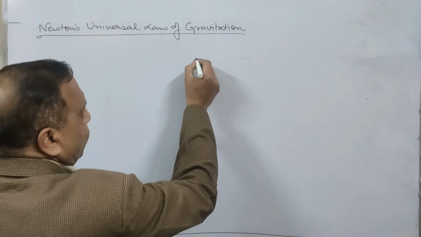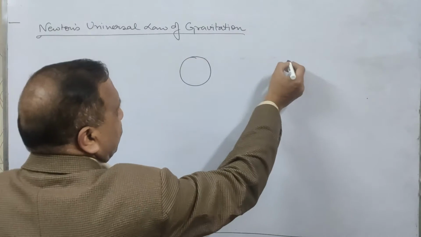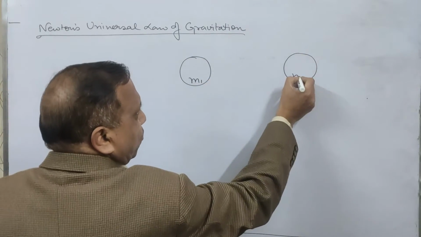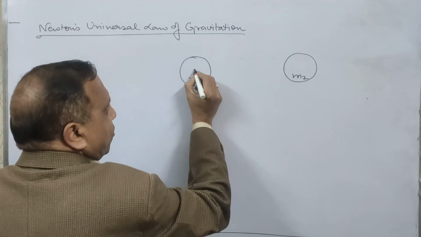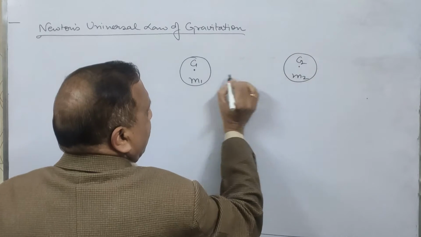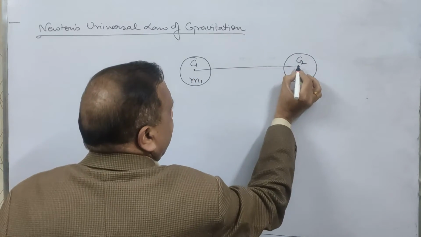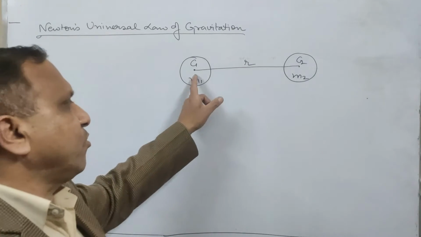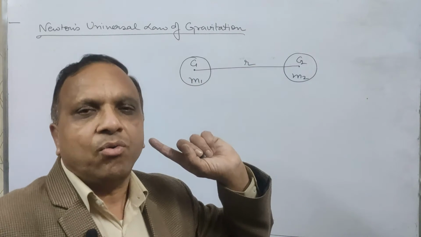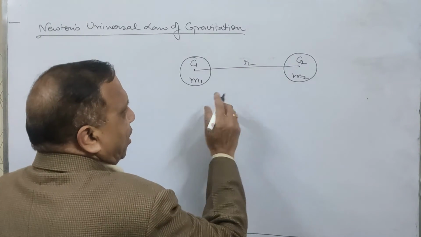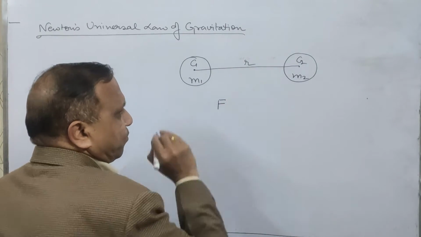So suppose, let us assume there are two bodies of masses m1 and m2. Suppose C1 is the center of the first body and C2 is the center of the other body, and the distance from center to center is r. Always we take the distance from the center of the first body to the center of the second body. Suppose these two bodies attract with a force F.